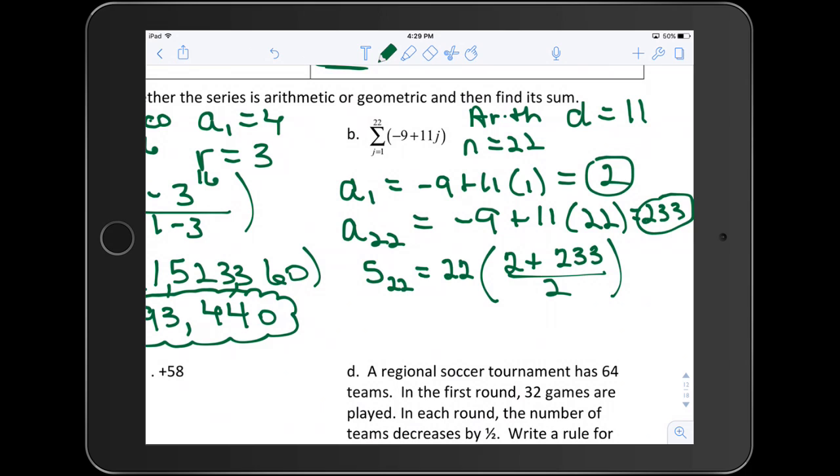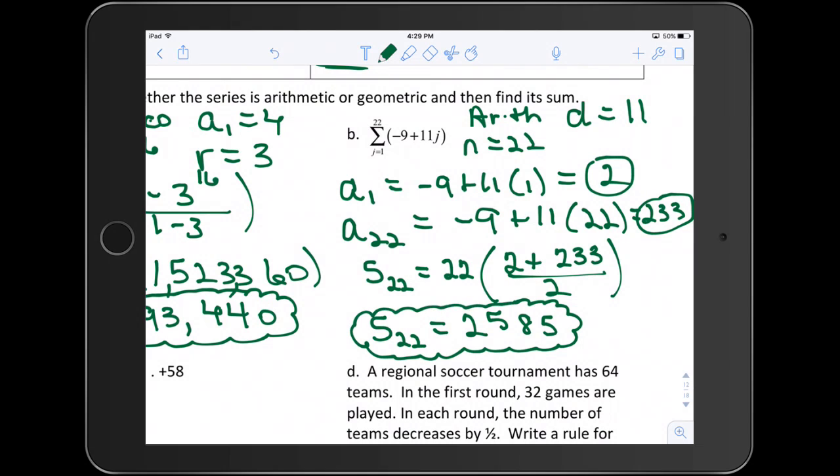It actually is an awesome proof that we do prove in pre-calculus. But the sum for this series is 2,585. So if I added all 22 of those term values together, I'd end up with 2,585. Notice I am using the notation S sub 22 because that reminds me that we're talking about 22 terms that we're finding the sum of.